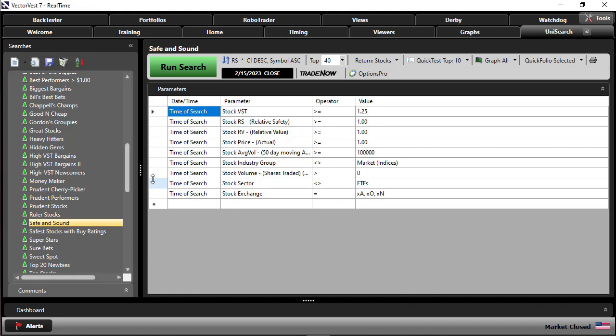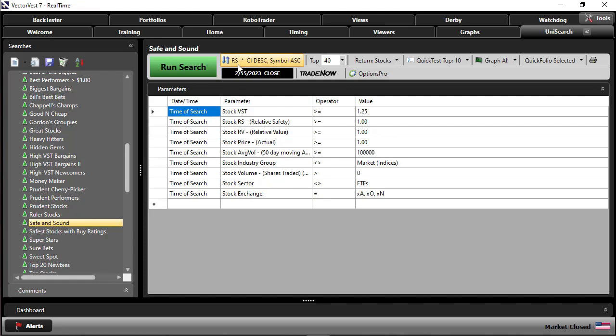The Safe and Sound Search looks for stocks whose VST is above 1.25, whose relative safety and relative value, both indicators, are above 1. So what do we know when the RV is above 1 and the RS is above 1? Well, with an RV above 1, the stock has favorable long-term price appreciation potential. If the relative safety is above 1, we know it's a safer investment. Both of these are fundamental indicators. The data that a fundamental analyst goes through to determine fair market value is included in both of those indicators. We don't just provide you with data. We take data and we provide you with actionable, useful information. So an RV above one tells me that the stock has good long-term price appreciation potential. It's a safe investment. It's got a VST, which is our value, safety, and timing indicator, above 1.25.